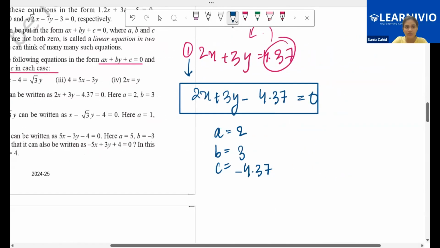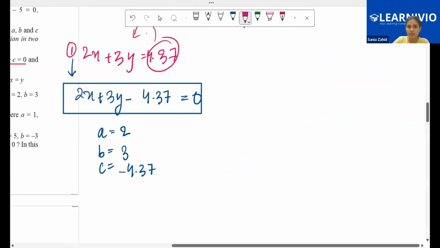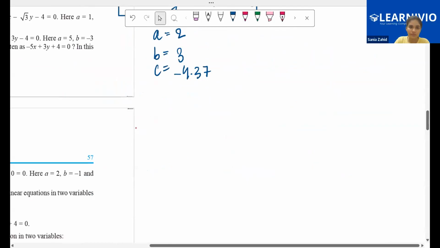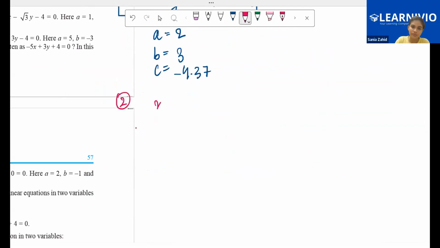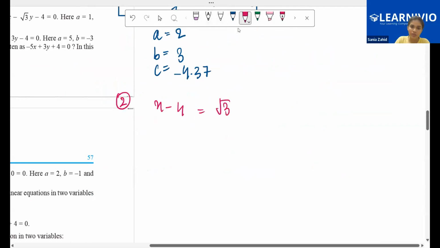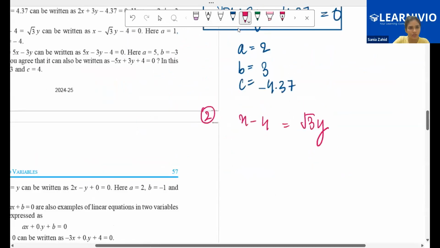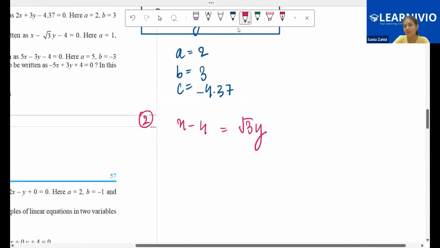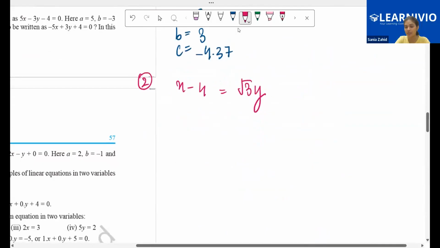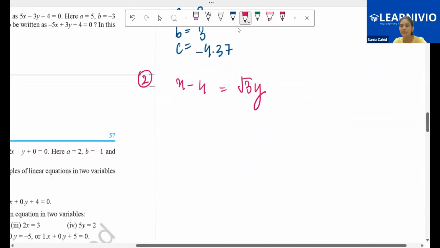Next is x minus 4 is equal to under root 3y. Okay, this is your equation. x minus 4 is equal to under root 3y. Okay. Now tell me how do you represent it? Now Abdullah will tell me. Abdullah, you're not answering in the class. Yes, ma'am. Yeah, Abdullah, tell me for this one. How do you represent it in the general form?